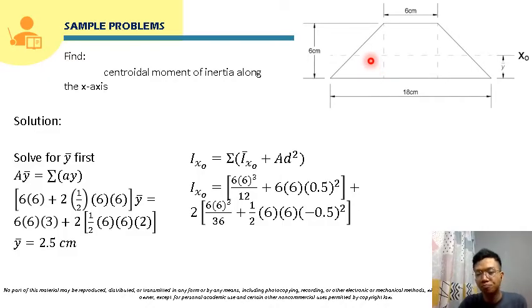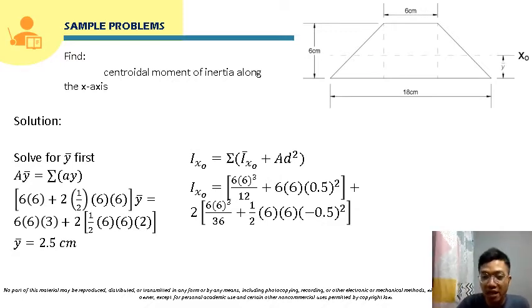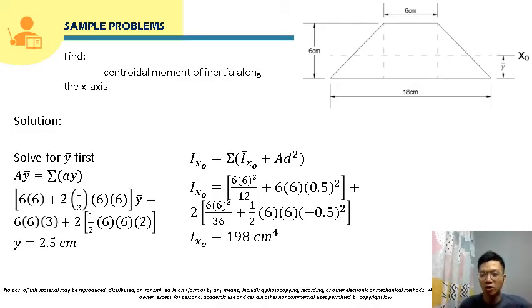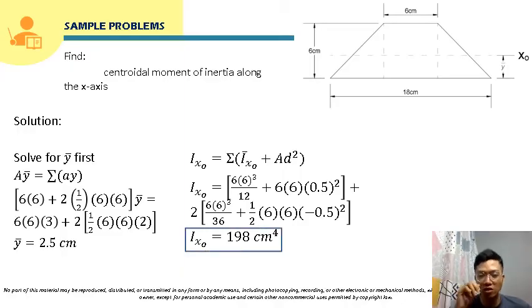So meaning to say, there is a distance from the reference axis to the centroid of the triangle. So that is 2.5 minus 2, so that is 0.5. Since it is located below the reference axis, it will be negative here, but since it will just be squared, it will still be positive. Okay? So, solving for this, the moment of inertia with respect to the reference axis, given in this problem, is 198 centimeters to the fourth. So this will now be the answer.